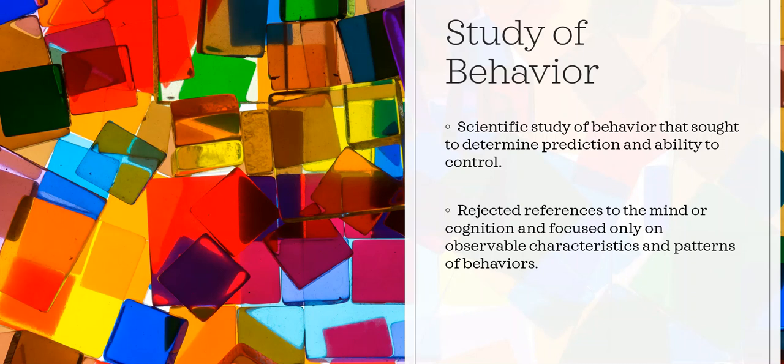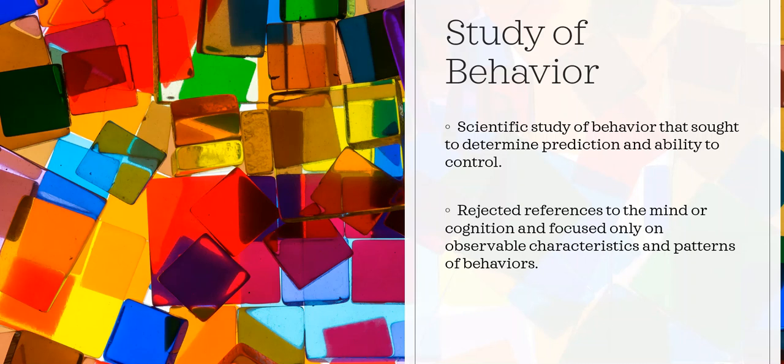Behaviorism theorists, in contrast to cognitive theorists, for example, rejected references to the mind or cognition and focused only on observable characteristics and patterns of behaviors. Whereas Piaget would have said, I'm really interested in why this child did this, I want to do some theory or additional research and find out why, behaviorists said, no, I don't care about the thought behind it or the process or what happened mentally. I just want to see the behavior itself, observe that, and figure out what's going on, what's the pattern, how can I change it, predict it, etc.